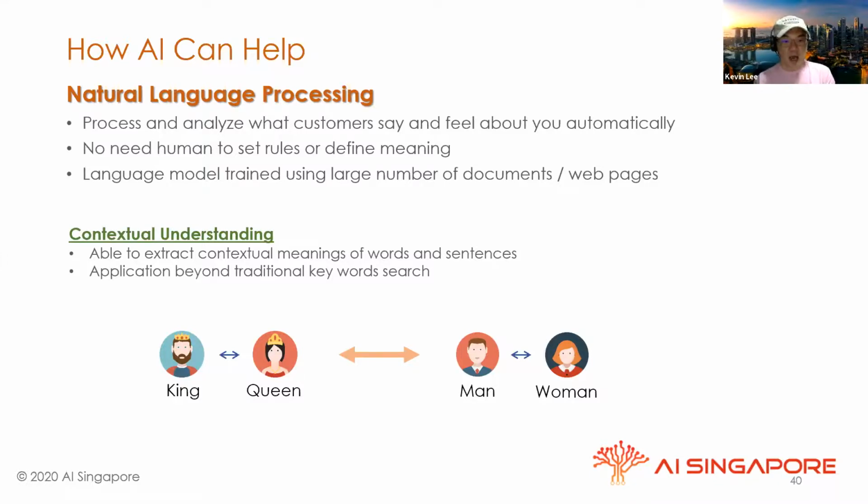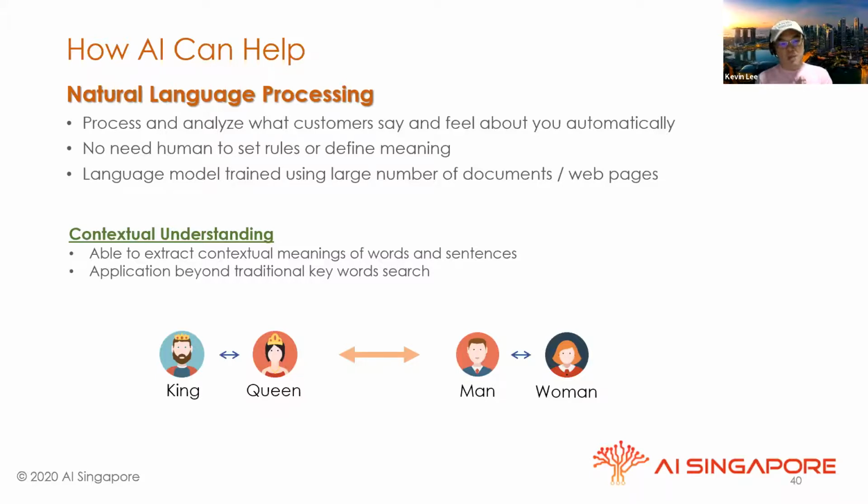Let me give you an example that's very popular in the NLP world. The language model today is able to understand that the difference between king and queen is equivalent to the difference between a man and a woman. So that is contextual. If you think about it, if you wanted to use rule-based, how many tens of millions of rules would you have to write in order for the algorithm to be able to understand context like that?